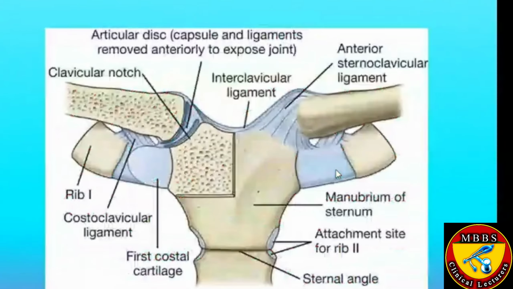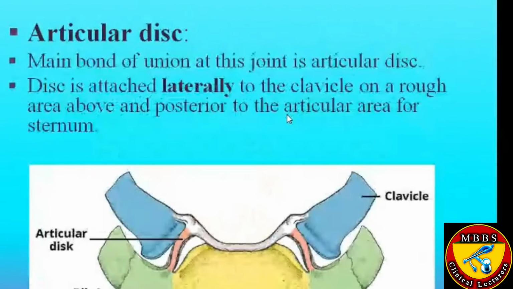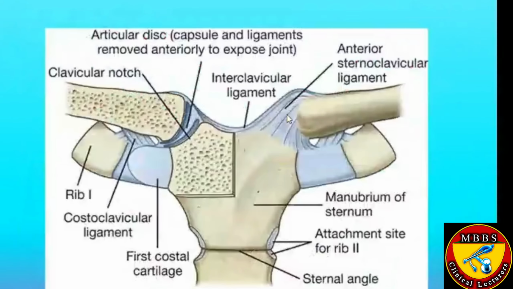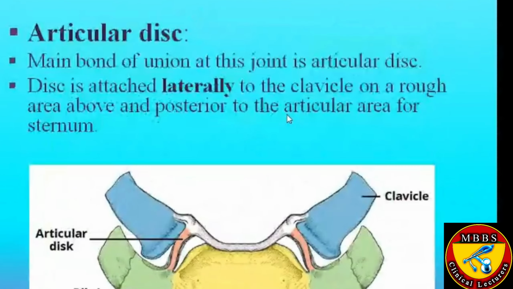If you look at this fibrous capsule, it is thickened anteriorly and posteriorly, where it constitutes the anterior and posterior sternoclavicular ligaments. You can see this is the articular disc, which divides the joint into two compartments and is covered by a capsule, reinforced on the anterior and posterior sides by the anterior and posterior ligaments of the sternoclavicular joint.